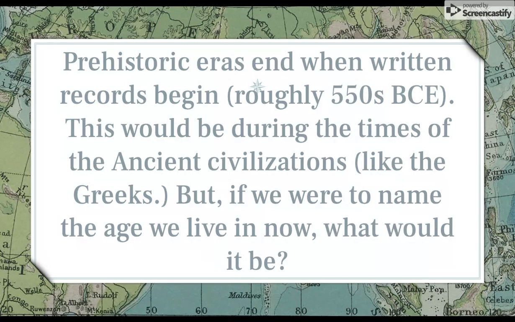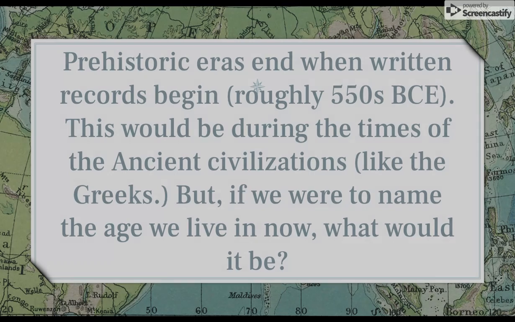So my question for you, and one that I'd like you to do for homework and comment on the Google Classroom thread, is: if we know the prehistoric era ends when written records begin, which is roughly 550s BCE, then this would be during the times of the ancient civilizations, like the Greeks would have been around in the 550s BCE, right? But if you were to name the age that we live in currently, what would it be? And so again, I'd like you to comment on a Google Classroom thread.